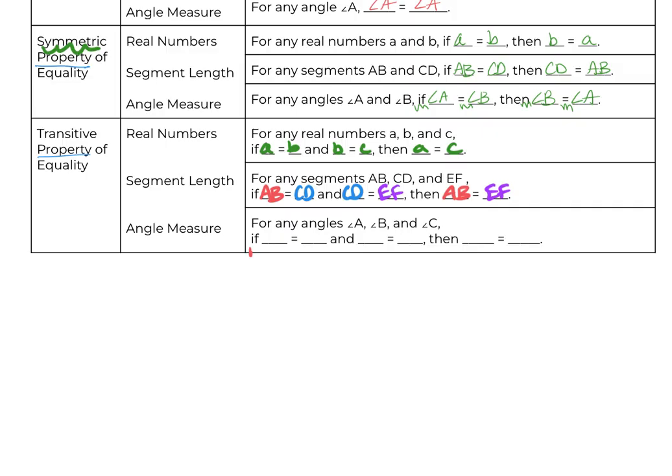And then finally, again, if the measure of angle A is equal to the measure of angle B, and the measure of angle B is equal to the measure of angle C, then I should be able to say that the measure of angle A is equal to the measure of angle C.